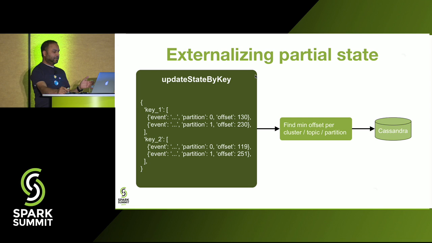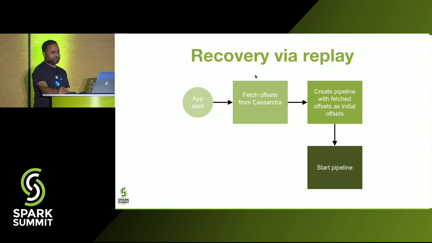And then, as a subsequent step in every batch, what we really do is find the minimum offset across all the partitions, or cluster topic partition really, because there are multiple data centers and multiple topics from which we're consuming. And so once you have the minimum offset, then you know the oldest event per partition in the update state by key state. And then we commit this to Cassandra, an external storage, essentially, so that we can actually recover from there. So when the application restarts or after deployment, it would look more like this.